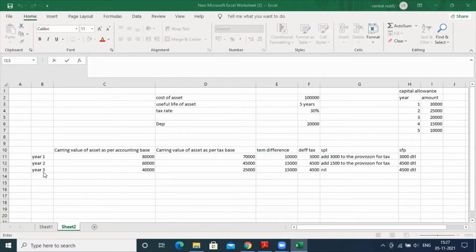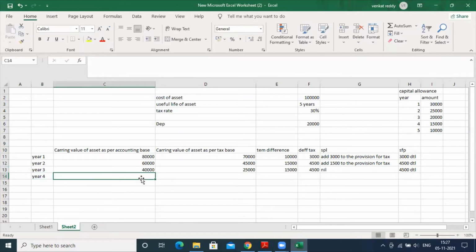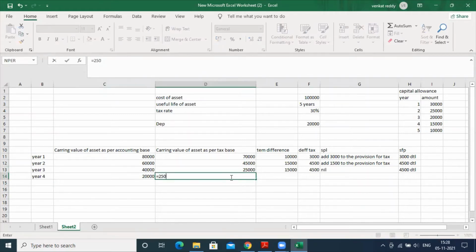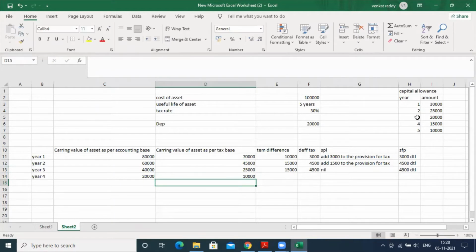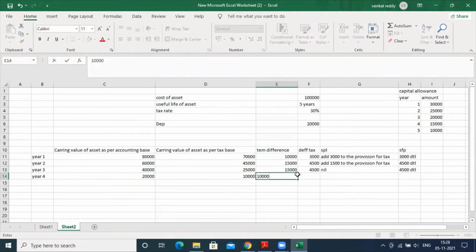Then the year 4, now here the carrying value would be 40,000 and the current year depreciation 20,000. Then carrying value as per tax base would be 25,000 and the capital elements for the fourth year is 15,000 and the temporary difference will be 10,000. So the temporary difference has been decreased because previously it was 15,000, now it decreased to 10,000.